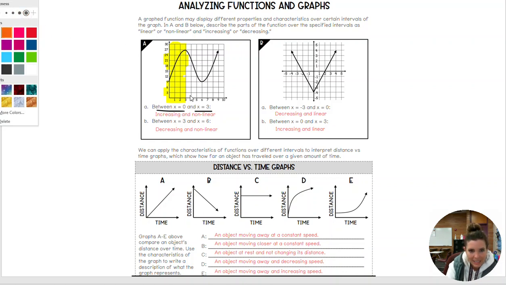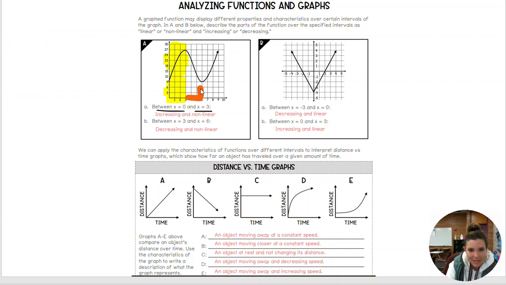And then if we look at the area in between the 3 and 6, that's going to be this area right here. Oh, I didn't mean to color that in. So hold on just a second. Let me erase all of that. I really just want to highlight this area in between the 3 and 6. So I'll just circle it here. Okay, so we can see that in between that area, our function is decreasing, and then also it's nonlinear.